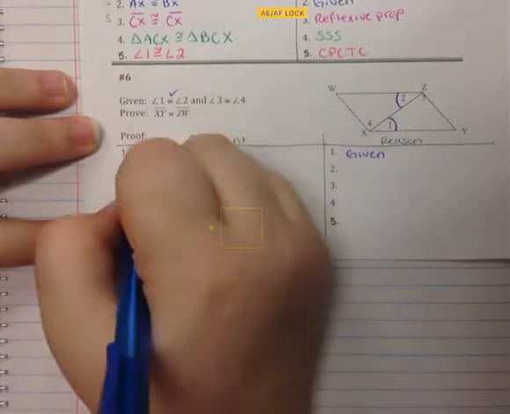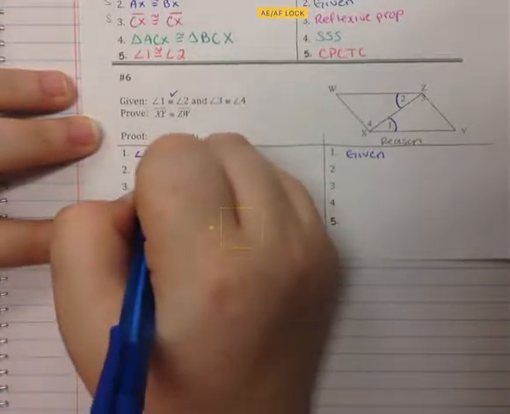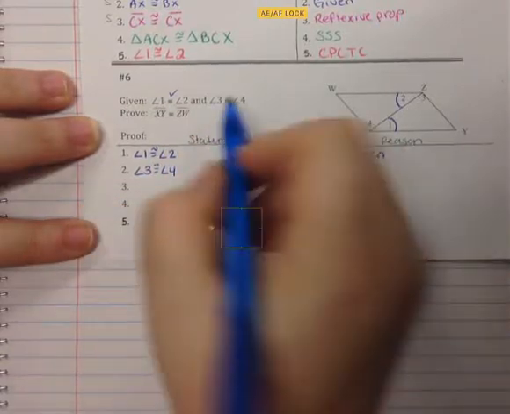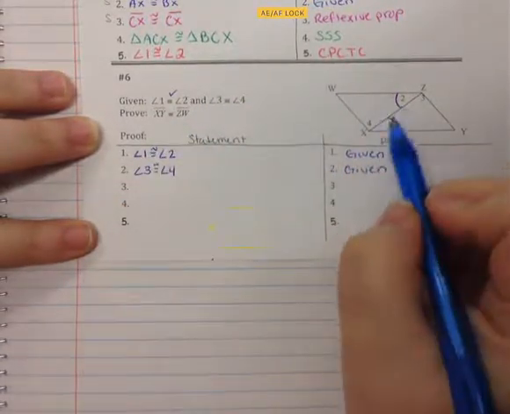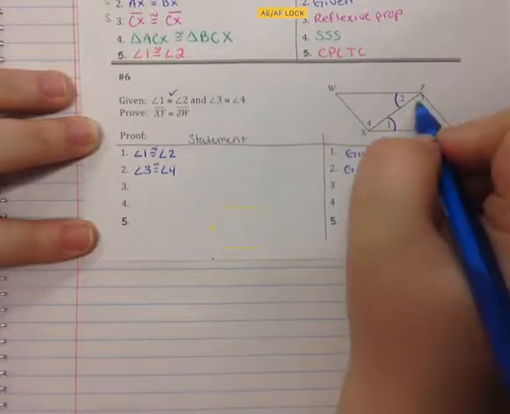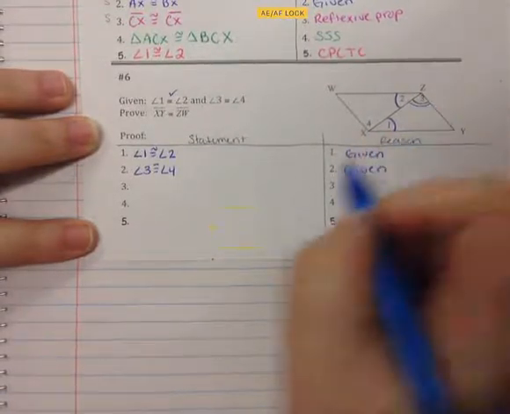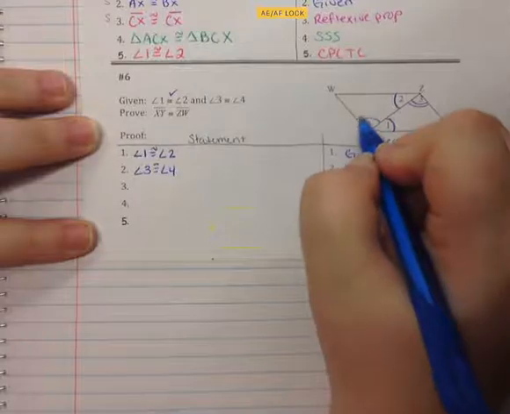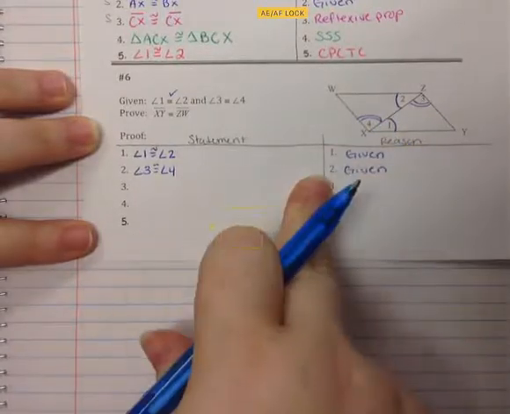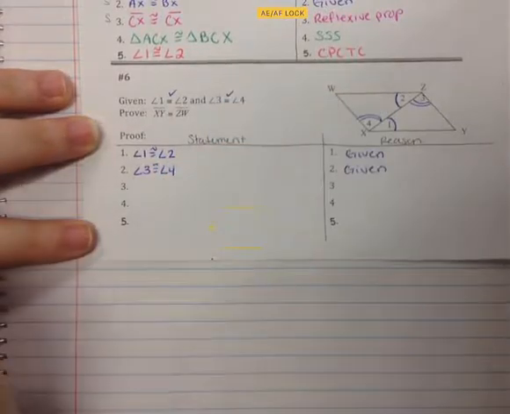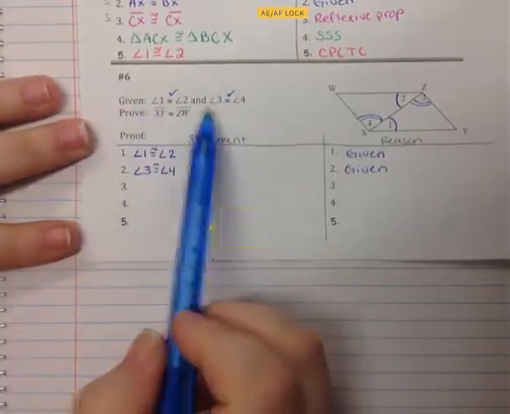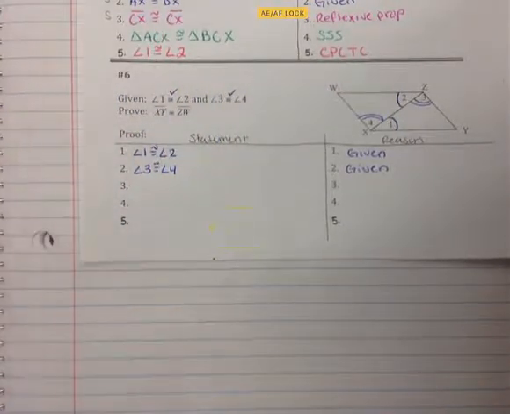Next part, angle 3 is congruent to angle 4. It's in our given, so that's the reason why. Okay, so angle 3 is an angle, so I should have 2 arcs on it. Angle 4 should also have 2 arcs on it. It's in our proof, it's in our picture, it says congruent, check. Now we have 2 things marked congruent, we need that third.